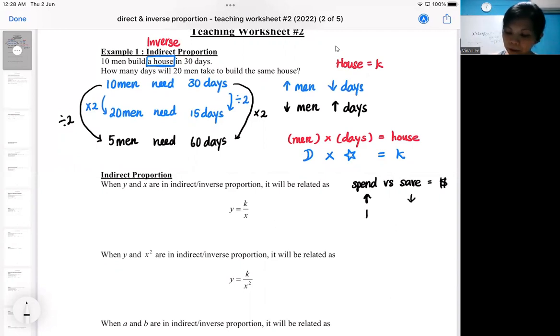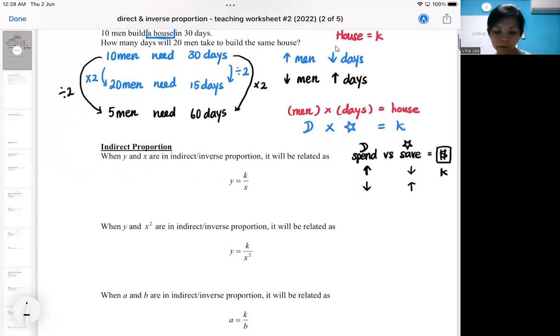If you decide to spend less and save more, then if you want to save more, you've got to spend less, because you got a fixed amount of pocket money. The fixed amount of pocket money is like the K. The two variables here are your spending and your saving. The two variables that are inverse are related in this way. There is something fixed, and the multiplication of the variables will be equal to the constant.